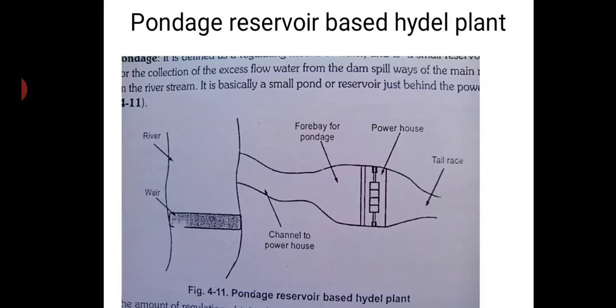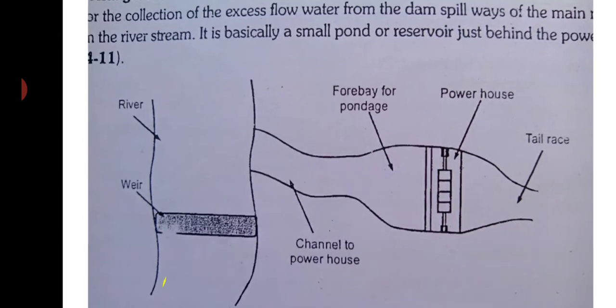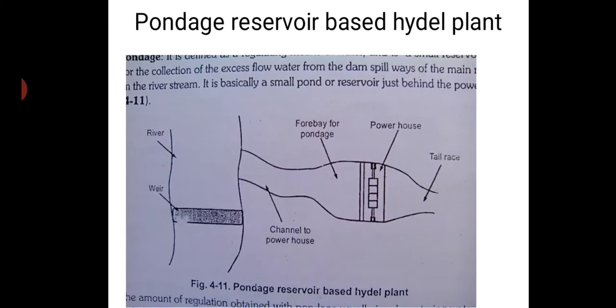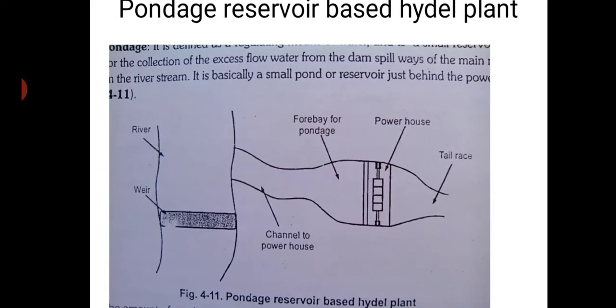Now there is something called pondage reservoir based hydel power. Pondage means, like, rivers are very big, ponds are small. So a small pond is built. You can see here the river is flowing, and at the backside a small pond is created, a forebay for pondage, and the powerhouse.